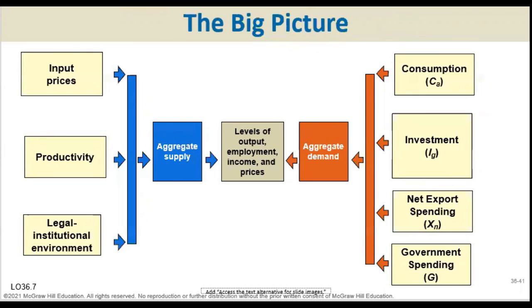So this figure illustrates the big picture and the many concepts and principles that we discussed throughout the semester, and how they all relate to one another. You will see that the price level, output, unemployment, and income all result from the interaction between aggregate supply and aggregate demand, and end up giving the level of output, unemployment, income, and prices in the market.